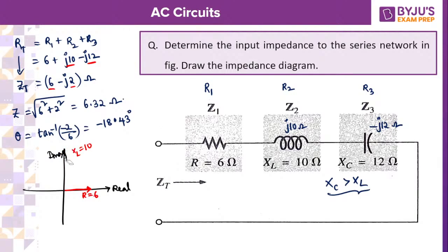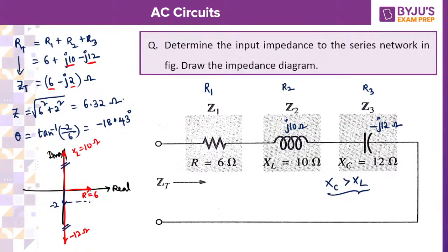This 90 degrees we are representing already, so no need to write J again. 10 ohms, minus J12. So it will be much greater than the inductive reactance. So this is minus J12, so minus 12 ohms. Here the inductive reactance and capacitive reactance are opposite to each other, so you can compensate. If you can compensate, how much are you getting? Minus J2.